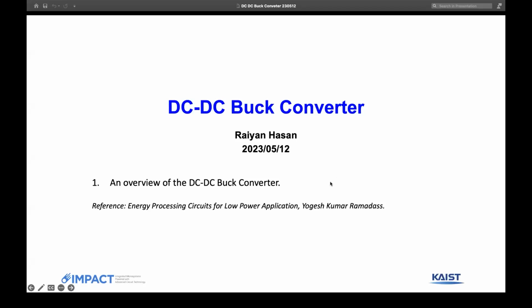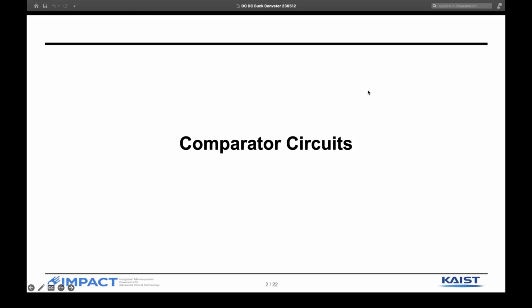Okay, so today's presentation is about the DC-DC buck converter. We're going to see an overview of the DC-DC buck converter, and particularly its application in a piezoelectric energy harvester. So firstly, let's talk about comparator circuits.